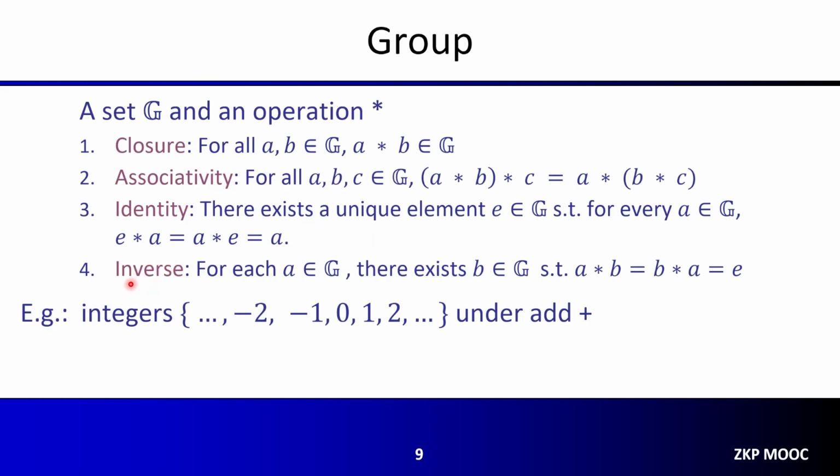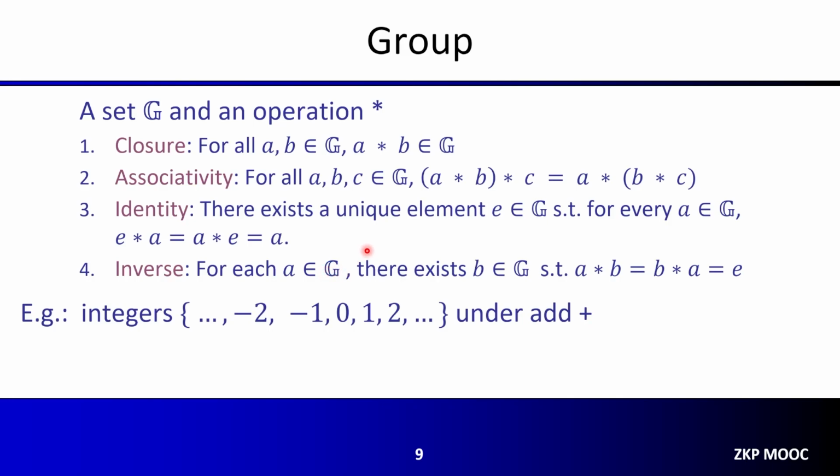And finally, for every element in this set, there exists an inverse such that a plus b equals 0. Again, for integers, this is taking the negative of the number. So because of this, integers under addition satisfy all of these four properties, so it forms a group. And other groups that people are familiar with include rational numbers, real numbers, complex numbers, and so forth.